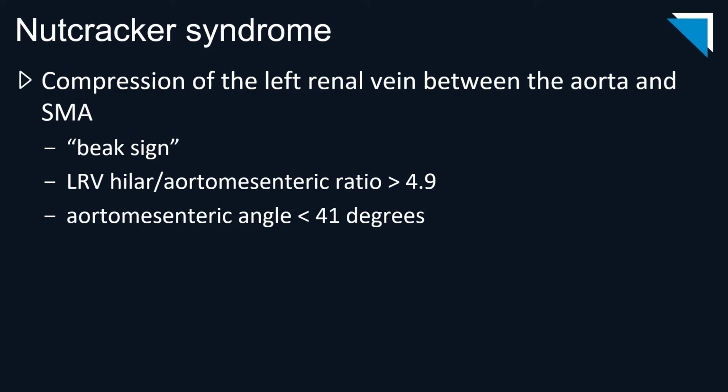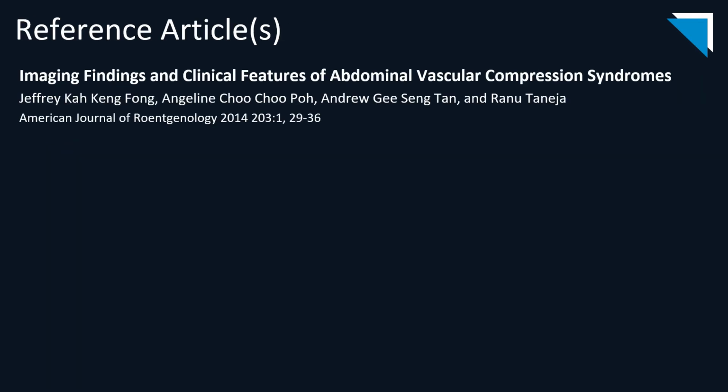The beak sign is the appearance of the left renal vein being compressed, and you're looking for a left renal vein hilar to aortomesenteric ratio of greater than 4.9 and an aortomesenteric angle of less than 41 degrees, both of which were present in this case. If you're interested, AJR has a very interesting article on Nutcracker syndrome and other abdominal vascular compression syndromes.